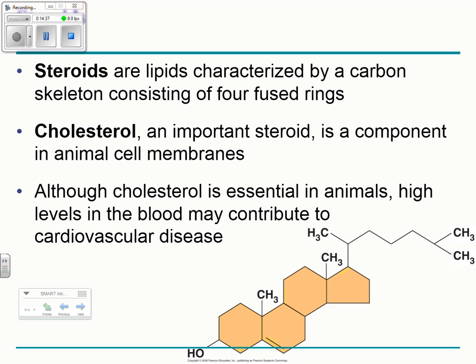Okay, the third component is your steroids. So steroids are lipids characterized by a carbon skeleton consisting of four fused rings. So they have these ring structures. And I think last time I showed you testosterone and you saw that in estrogen. So cholesterol is another one.